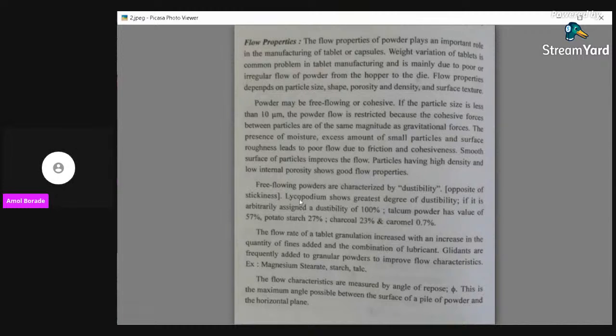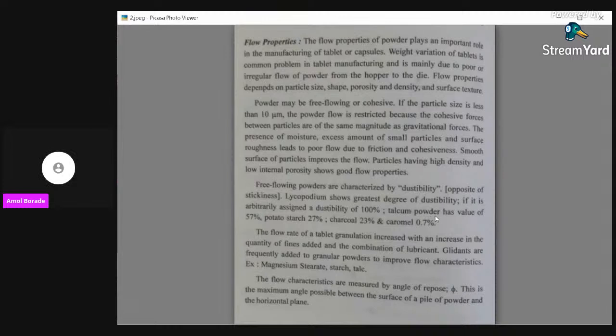We are considering the example of lycopodium, which shows the greatest degree of dustability. You can say it is a free flow powder, and we have assigned that free flow lycopodium 100% fluidity. Since it is the highest fluidity, highest dustability, we have compared the dustability and flowability of other powders with respect to lycopodium. So we got certain values.